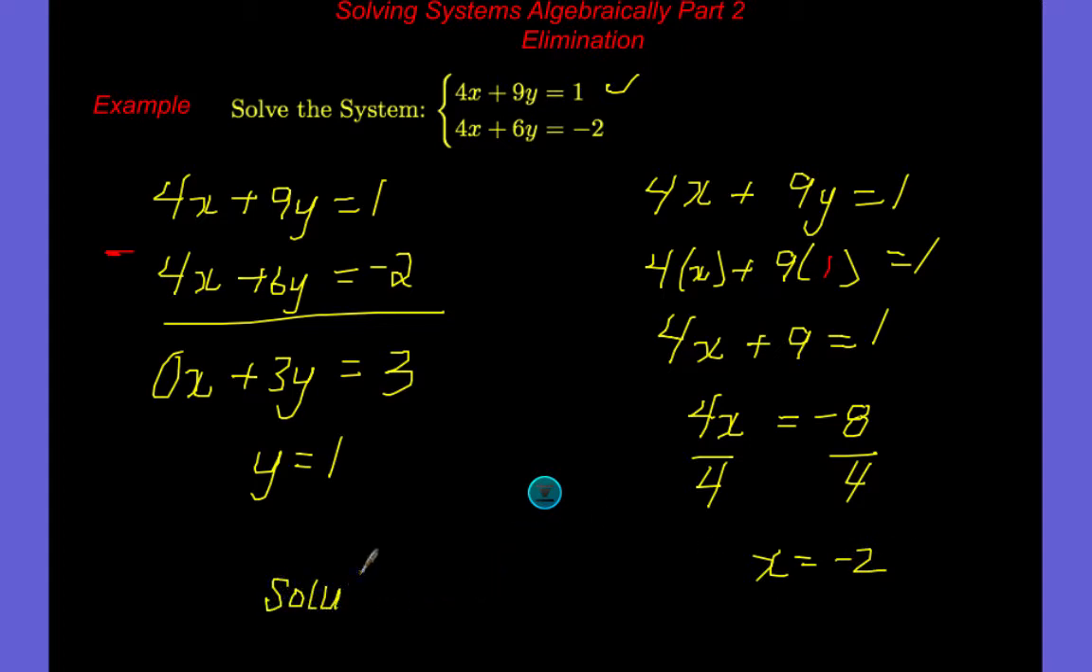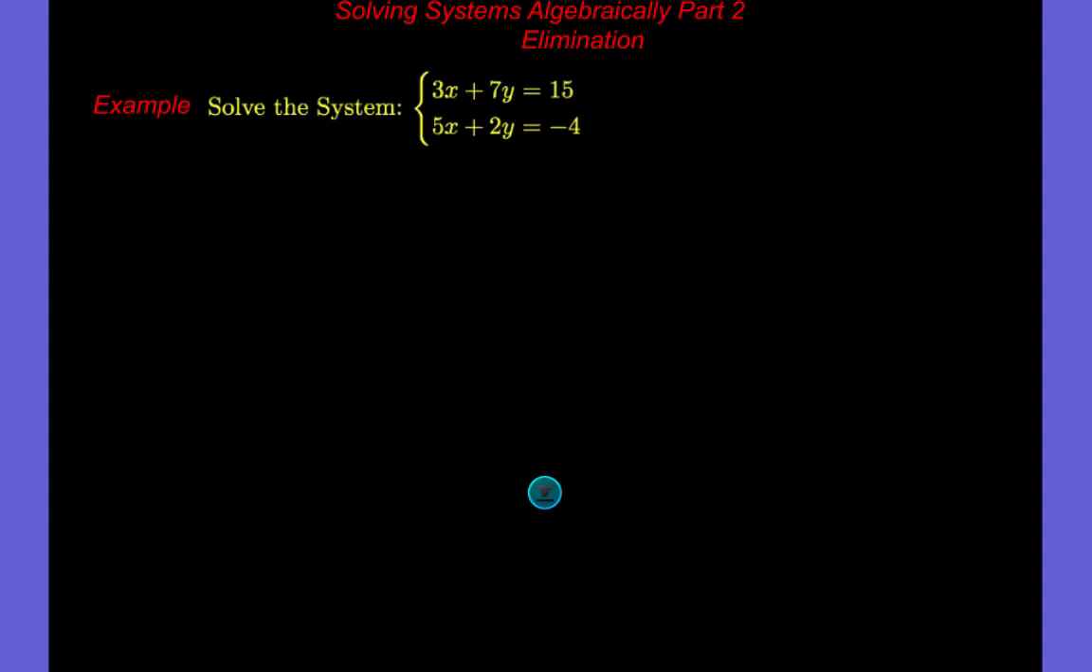So my solution, now you want to be careful. We found y first, so don't get in the habit of putting y first. Our solution is negative 2 comma 1 for this system. So these first three examples have been really nice, really easy to handle, but what happens if you can't just add or subtract right away? So let's look at this system.